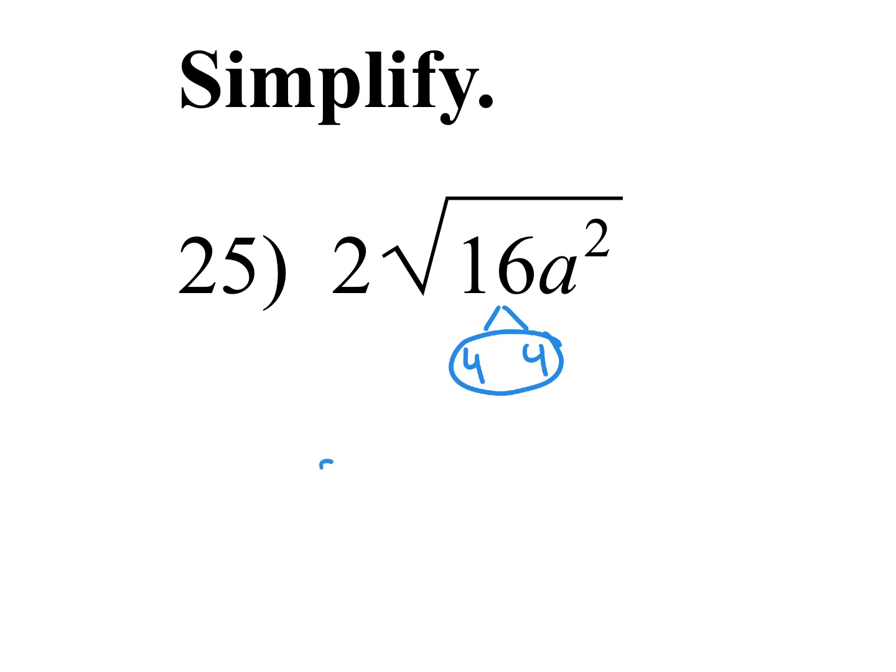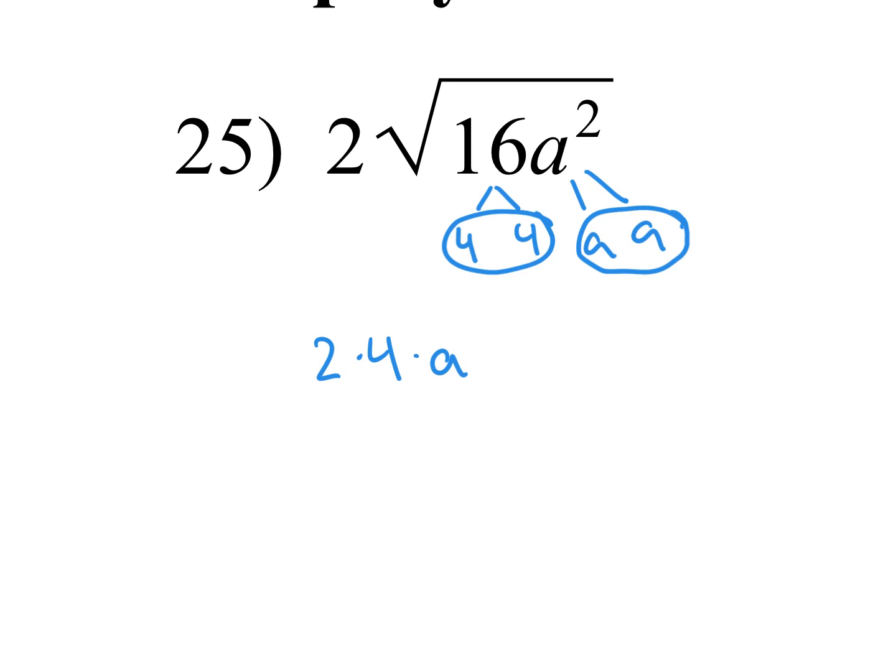I put a 4 on the outside. I also have a 2 on the outside. And then I do the same thing with the A's. How many A's do I have? 2. So I circle groups of what? Groups of 2. So what comes to the outside? An A. So I have 2 times 4 times A, which would be what? 8A. Do I have anything left on the inside? Nope. So I don't have a radical in my answer.